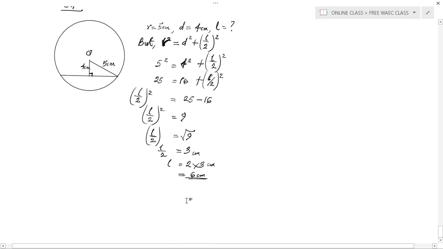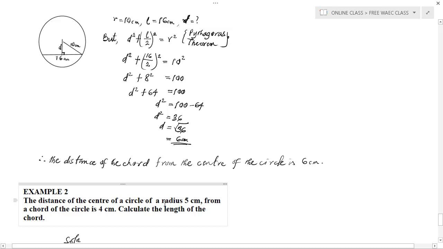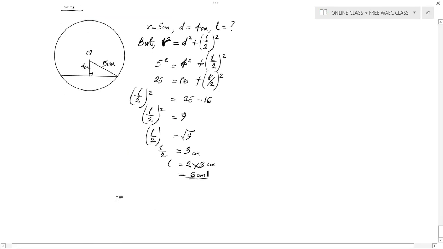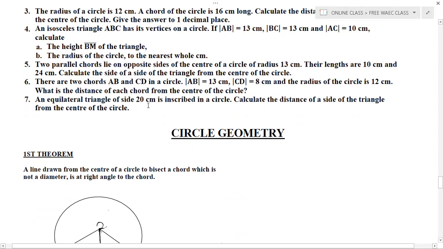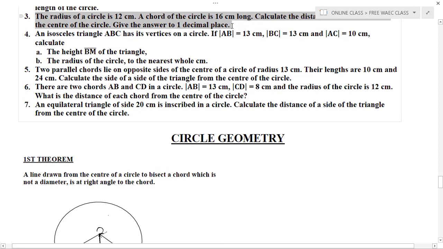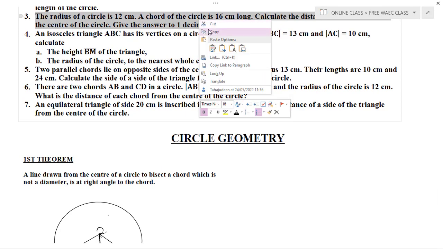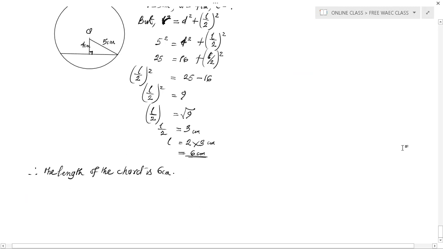So from there, we can now say that from the question, calculate the length of the chord. Therefore, the length of the chord is 6 centimeters. That's number 2. Let's go for number 3. Number 3 question goes thus.